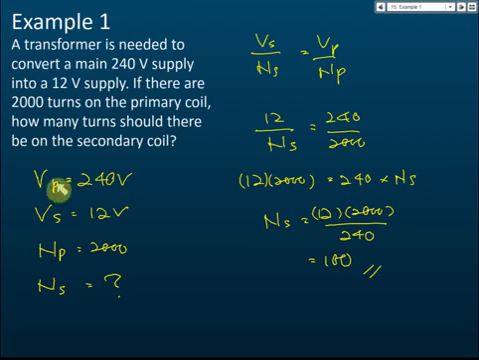First of all, we list down the information that we have. The input is 240 volt and the output is 12 volt. So the primary voltage is 240, secondary voltage is 12 volt. The number of turns of the primary coil is 2000, and we want to find the number of turns of the secondary coil, Ns. So substitute these three values into the equation and solve the linear equation. Then you should get Ns equal to 100. So the number of coils of the secondary circuit is 100.